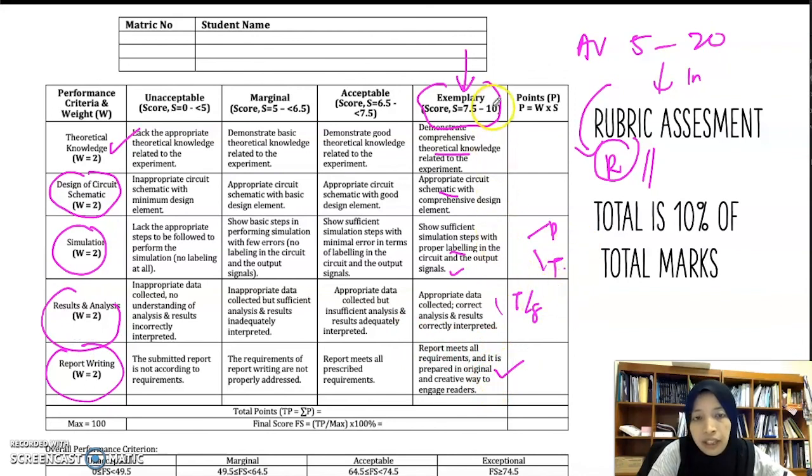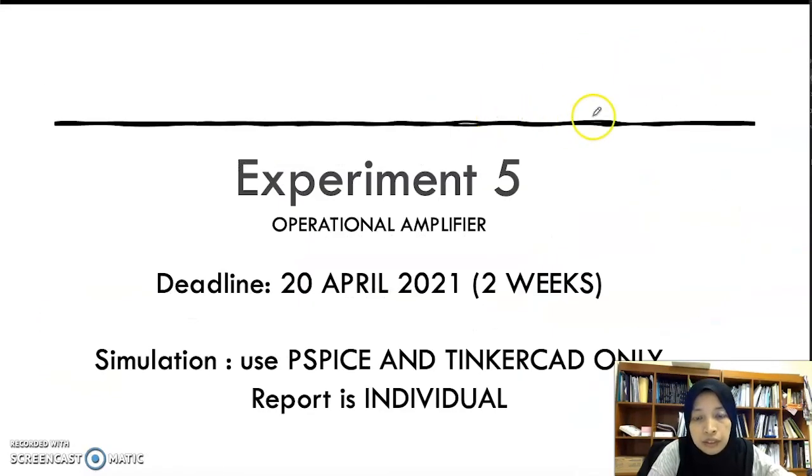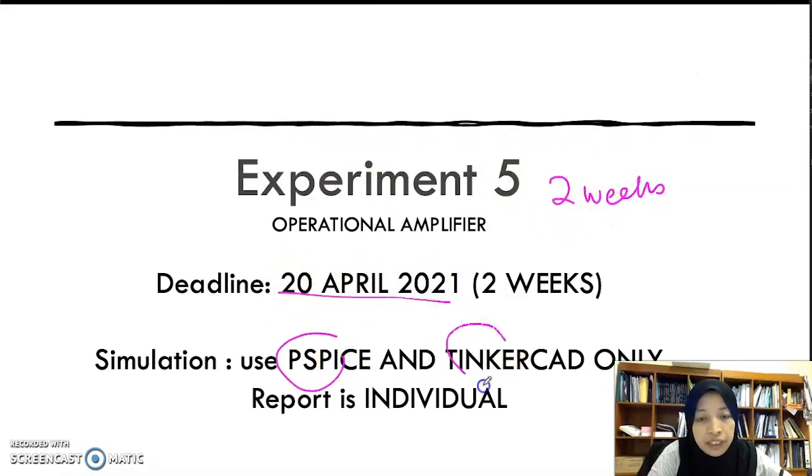Okay, the total mark of this rubric is 100%, and then it will be transformed to 10% of the total marks. Again, the deadline of this experiment is on 20 April, so you have 2 weeks. If you have any question or you are stuck in either PSpice or Tinkercad, you can just Telegram me and I'll try to help. And again, this report is individual, and it will be online.